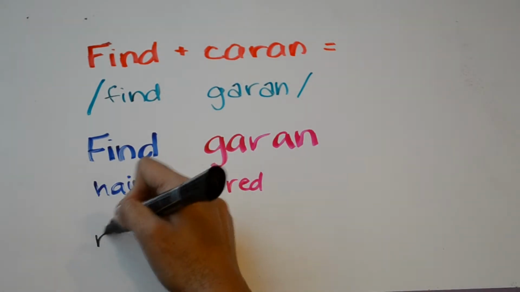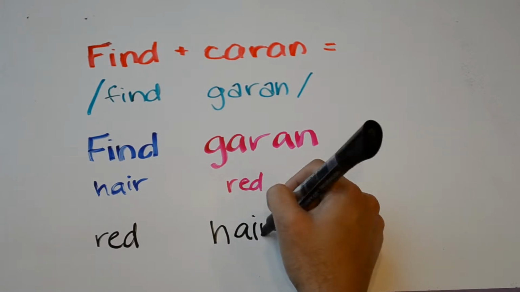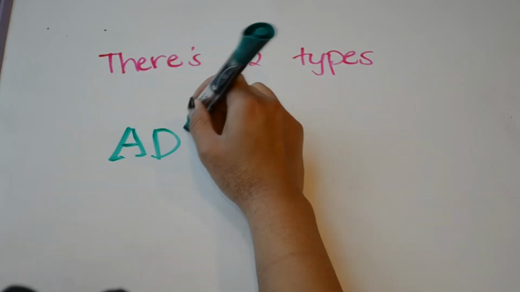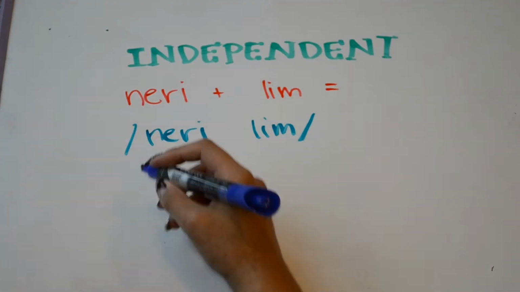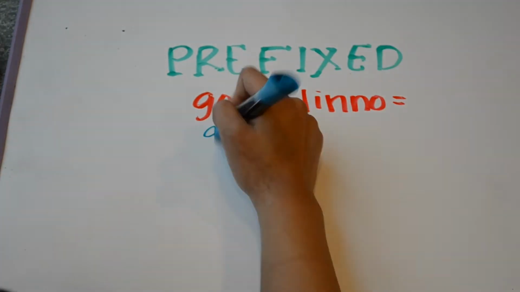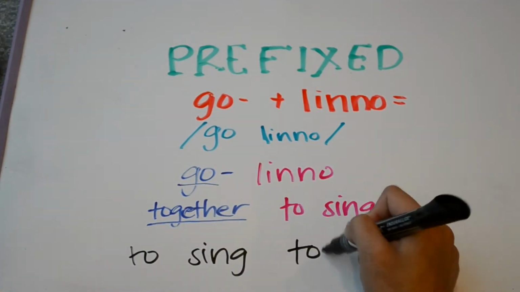Adjectives in Sindarin follow their nouns, as in this example, find geron, red after hair. The noun is what the adjective is describing. Now for the adverbs, we have two types. First, independent adverbs, as the name describes, can stand on their own and come after the respective verbs. Neri lim, lim can be by itself. The second type is prefix adverbs, which are added as prefixes onto verbs. Gu li nu, together is stuck at the beginning of to sing.